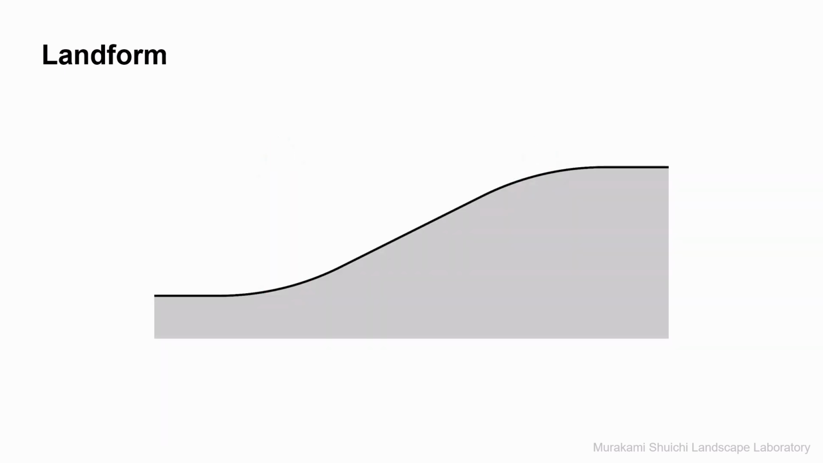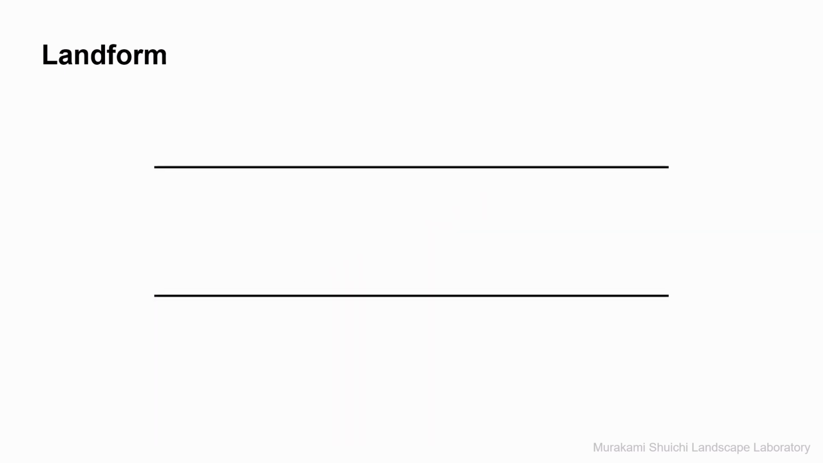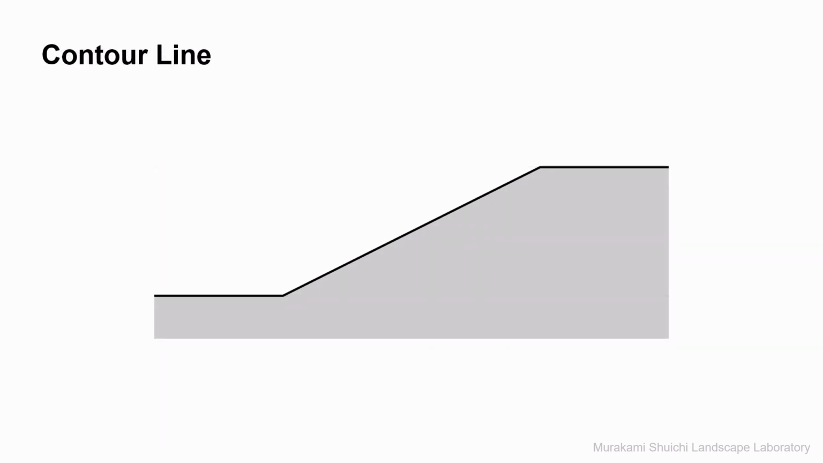But what about a landform in which the slope changes gradually as shown in this section? When drawn in plan, it appears like this. Because no break line appears, we cannot even tell whether there is a slope or not. What then should we do? Let us return to the section of a landform in which the slope changes at specific points and then continues at constant gradients.